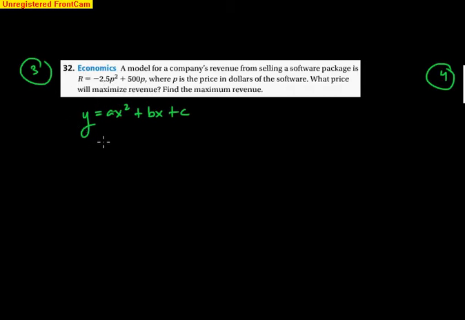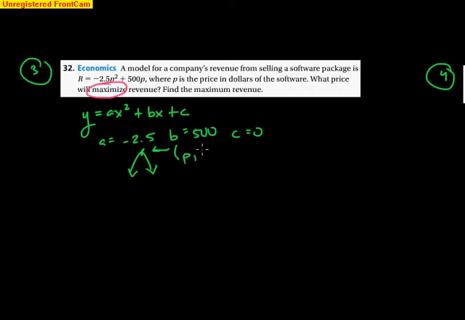So notice, what do we have? A in front of P squared is negative 2.5. B in front of P is 500, and there is no C, so C is 0. They want to know what is the price that will maximize the revenue. This is a vertex problem. Your a is negative 2.5. That means your parabola opens down. The maximum is the vertex.